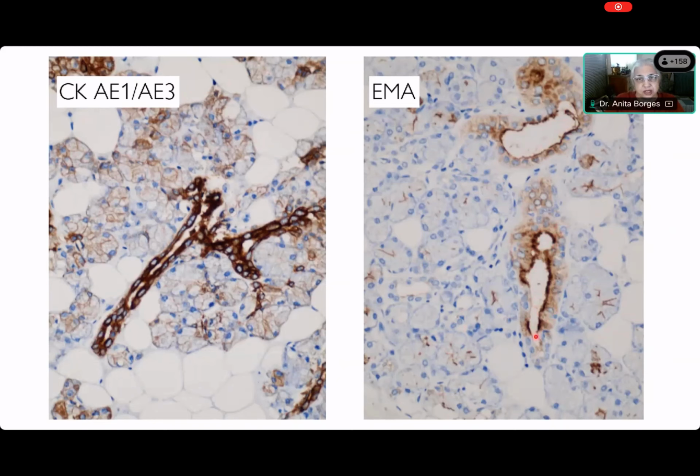Okay, so now I'll just quickly, before we get to the cases, take you through the immunohistochemistry of expressions of different antigens in the normal salivary gland, and then we'll see how they get expressed in tumors. Okay, so this is cytokeratin AE1/AE3. That's the common cytokeratin that is used, and you notice something very interesting.